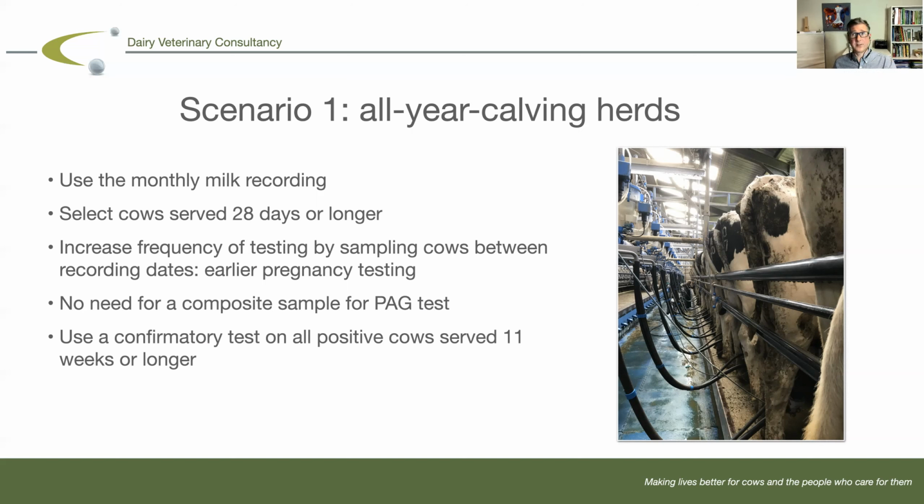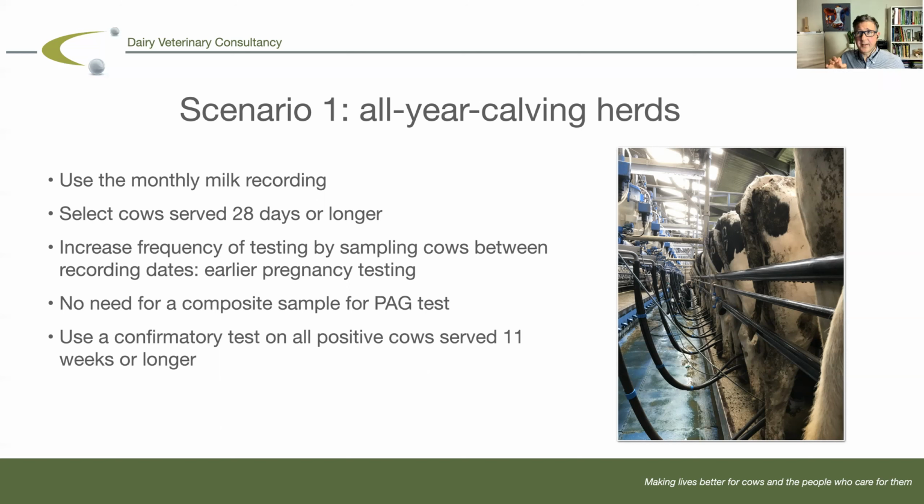And you can do this either once between milk recording dates, so in other words, around about a fortnightly interval, or for larger herds, it would be worthwhile taking milk samples every week from cows that are between day 28 and day 35, because it's a very reliable test for this window, and it's going to enable you to do very early pregnancy testing on all of your herd and get the maximum value out of early pregnancy testing, the maximum economic value.